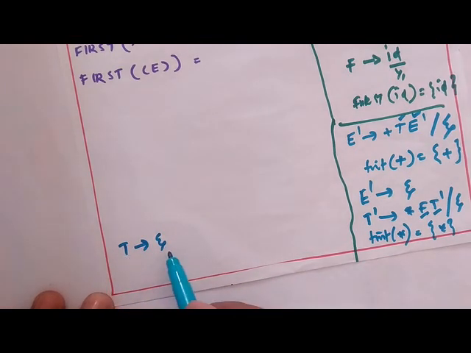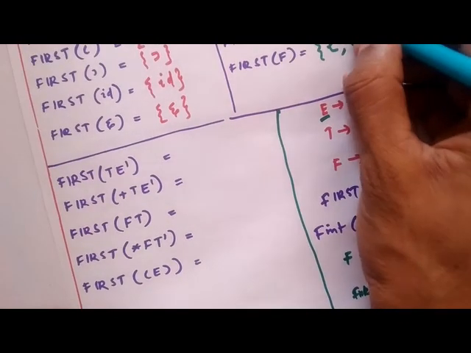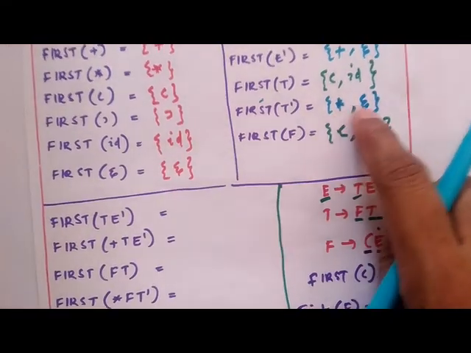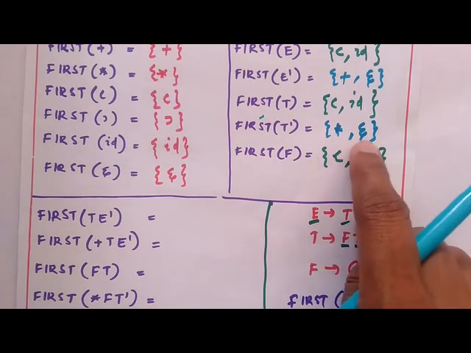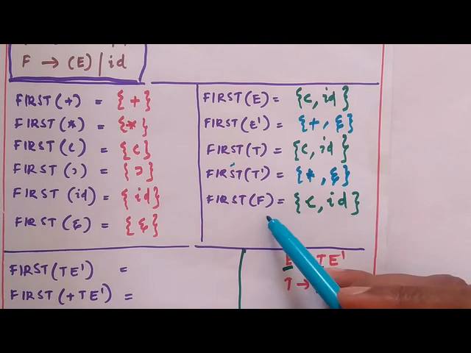If T dash gives epsilon, then you can tell that first of T dash contains epsilon. So here one more symbol will come. Over two productions, we got two symbols, star and epsilon. So this is the first set of the terminal symbol.